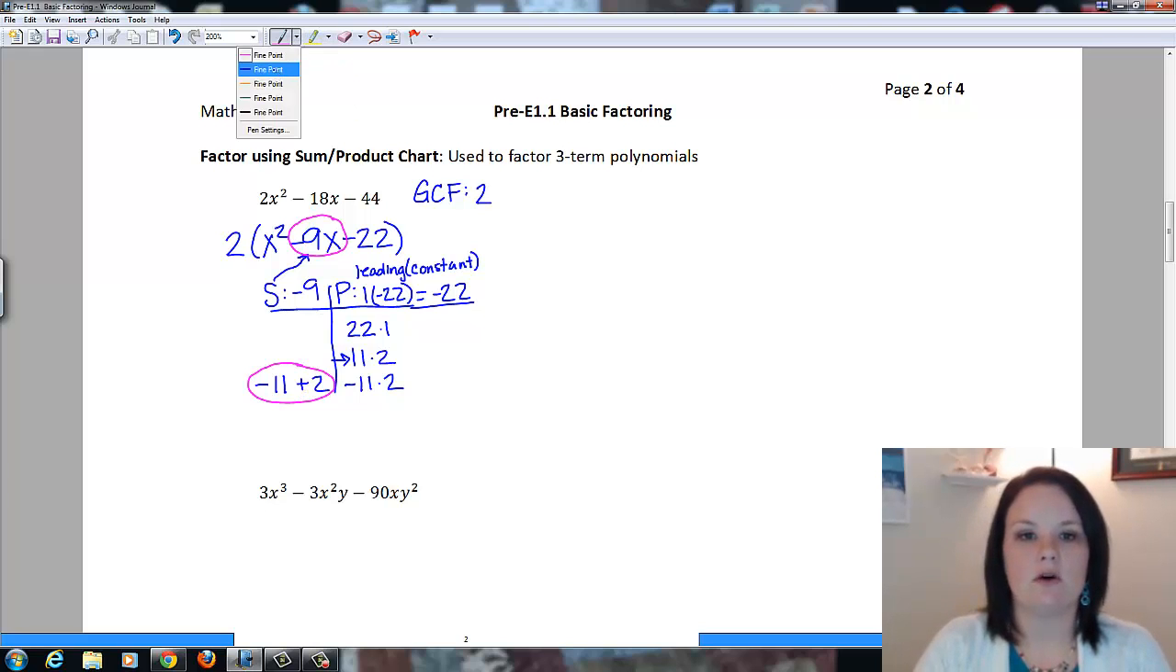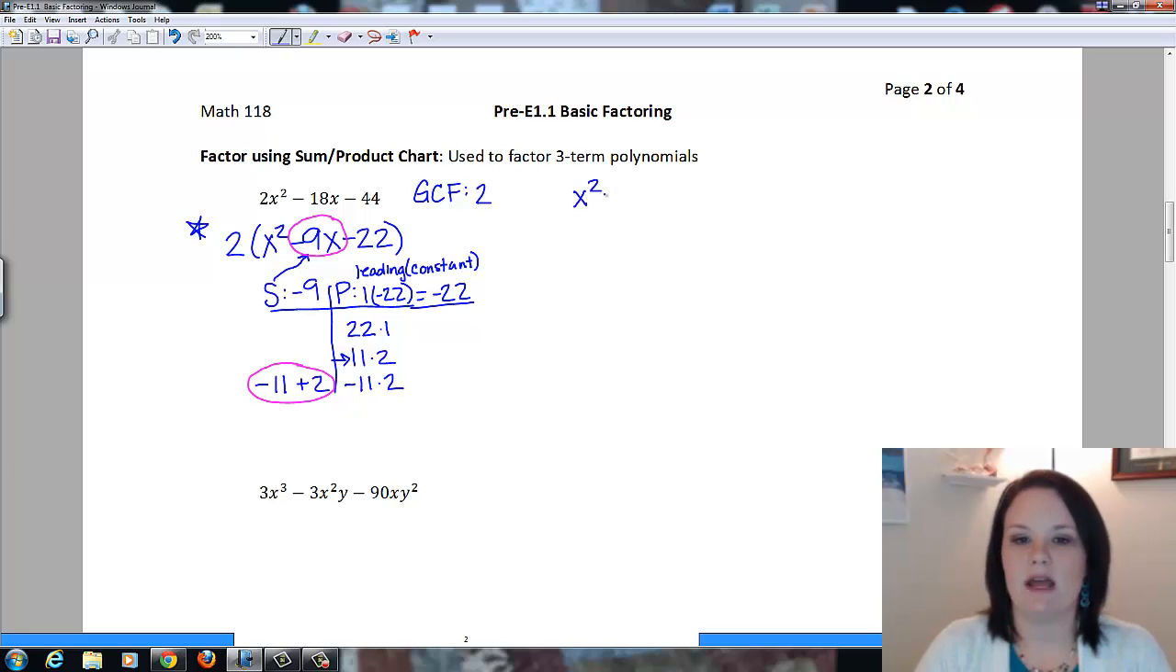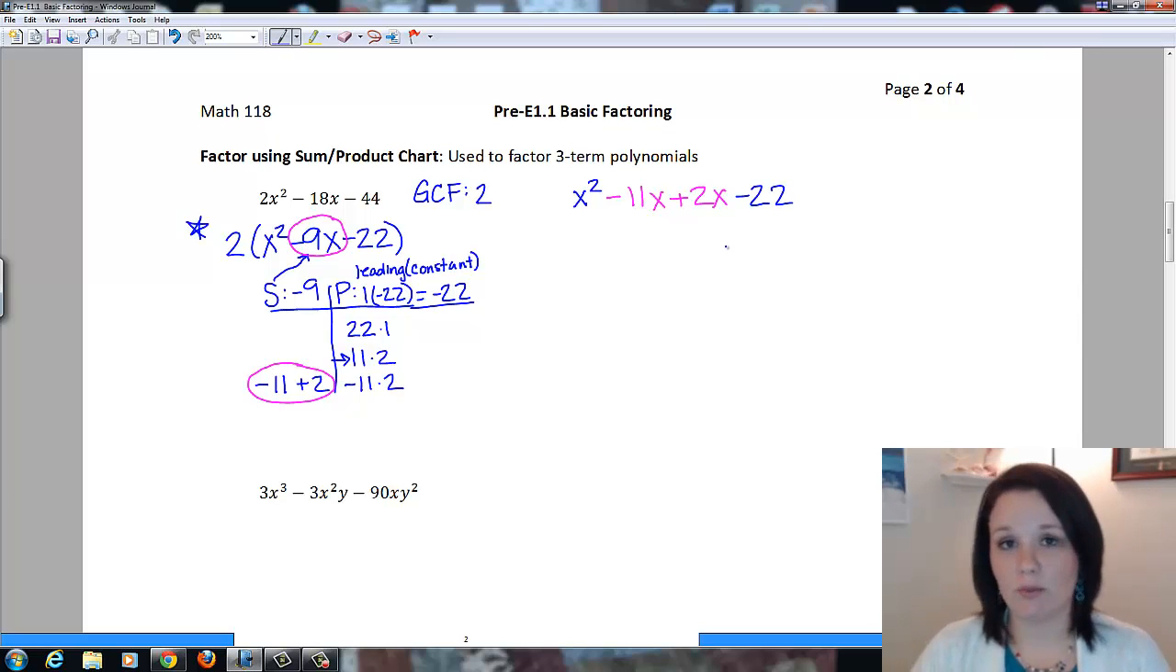Okay, so I'm going to go ahead and rewrite my polynomial over here. I'm going to leave off the 2 for a minute. I'm just going to put a star so I remember there's a greatest common factor. So I have x squared. Now instead of writing 9x, I'm going to write minus 11x plus 2x. And then my last term, which was negative 22. Okay, and now I have a 4-term polynomial, which is what we just got done doing.